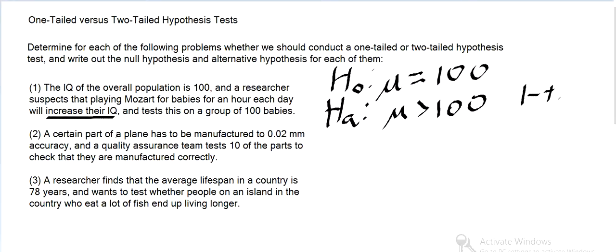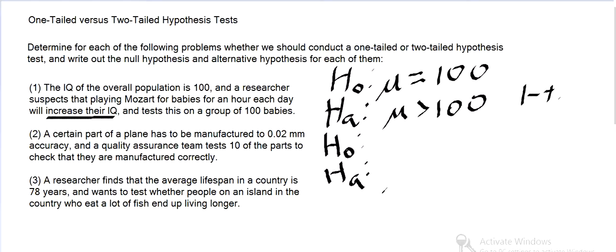Now, what if we're told that a certain part of the plane has to be manufactured to 0.02 millimeter accuracy, so extremely accurate, and a team tests 10 of the parts to see if they're actually that accurate. Here we're not told that the team wants to test if they're too big or too small. It's just if they're different at all. If they're too big or too small, it doesn't matter. They're still not going to work right.